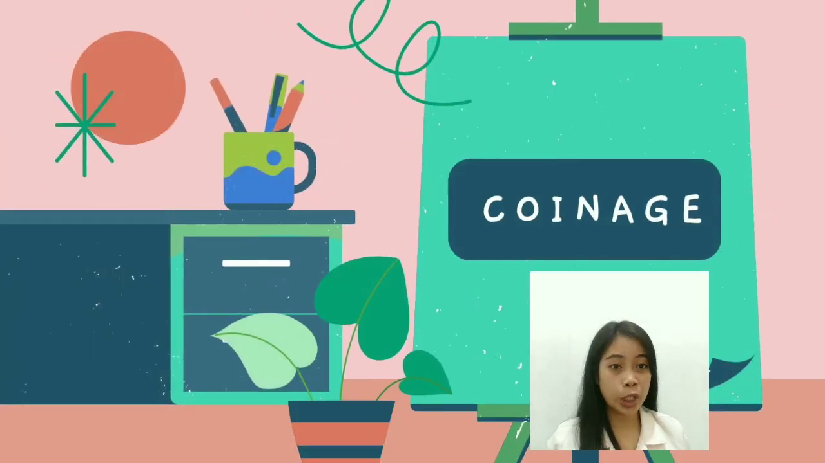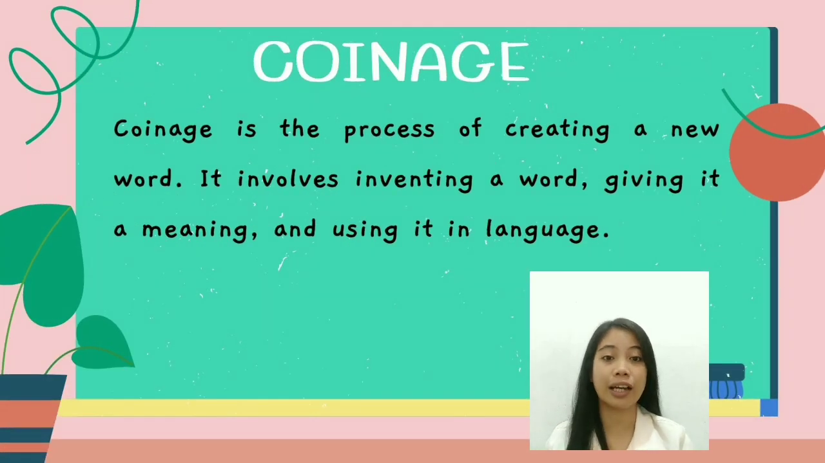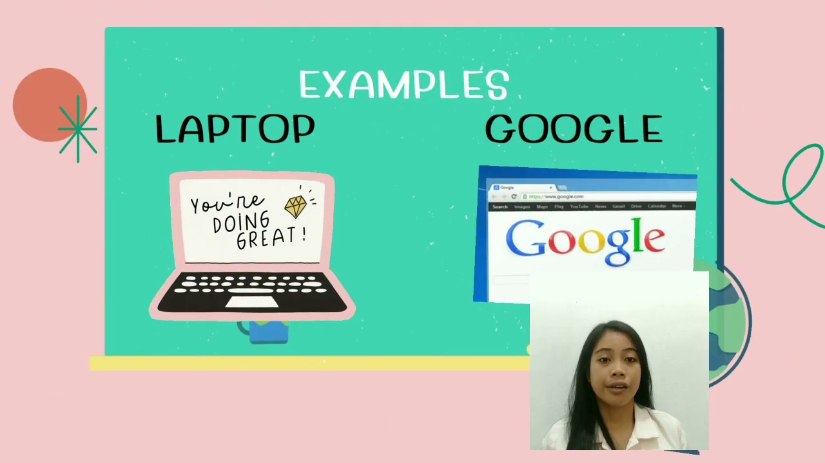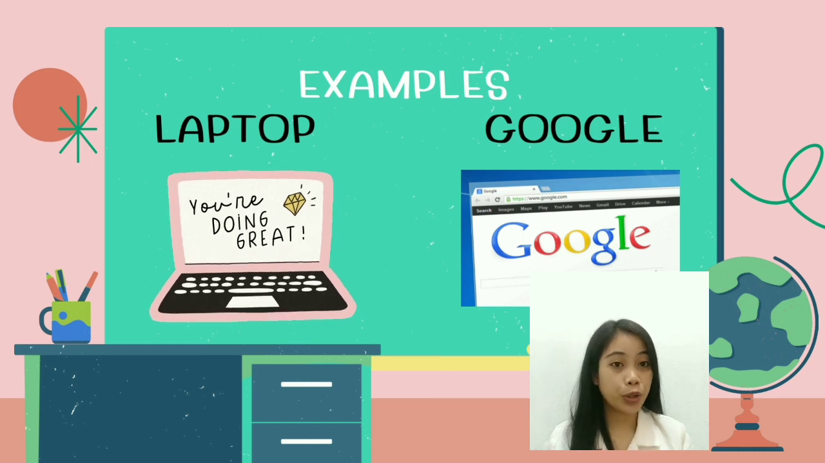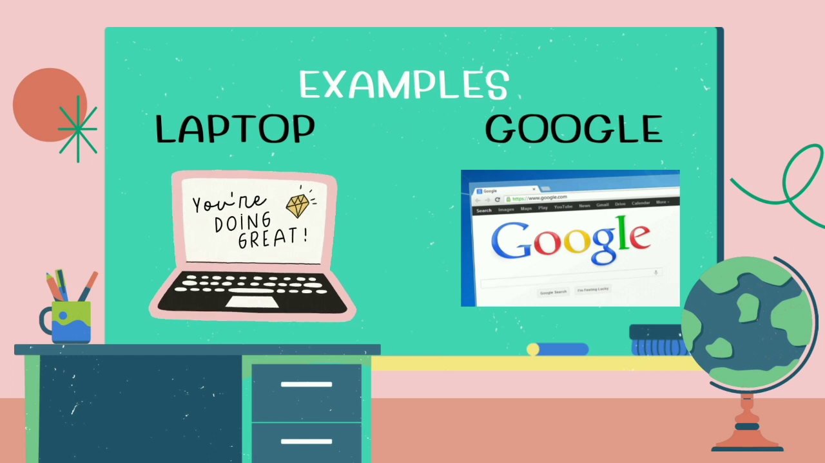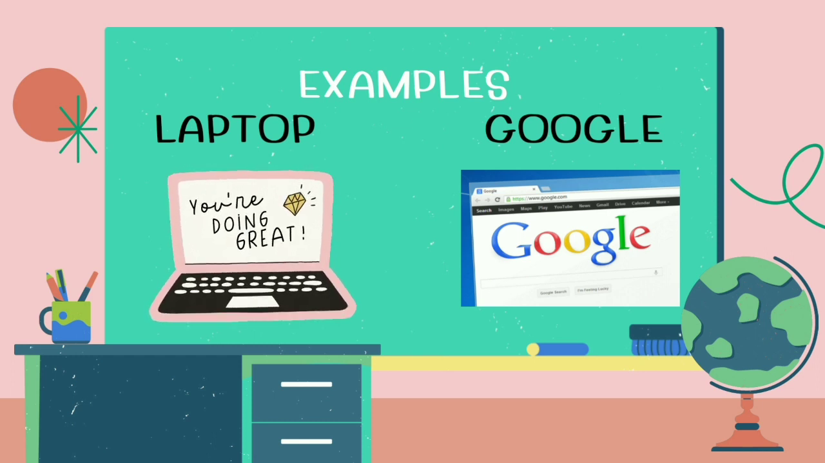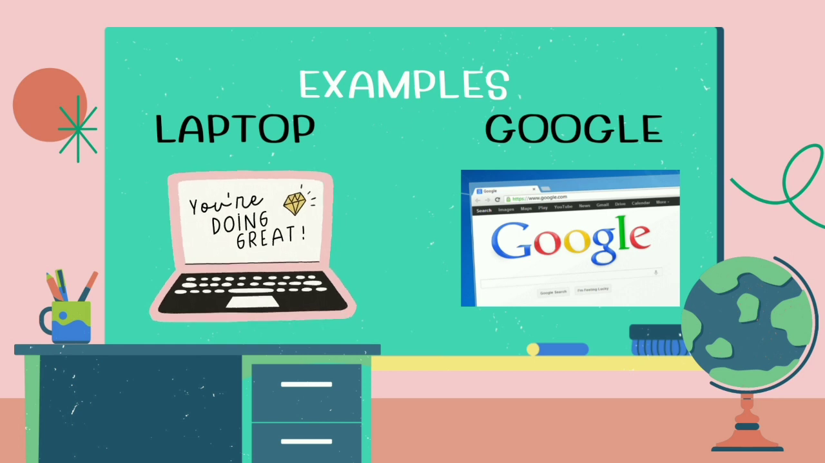So let's start with coinage. Coinage is the process of creating a new word. It involves inventing a word, giving it a meaning, and using it in a language. Some examples of words that were created through coinage include computer, laptop, and Google. These words did not exist before they were coined, and their meanings have become part of everyday language. Coinage can occur in several ways, such as combining two existing words, shortening existing words, or using a brand name to refer to a product or service.